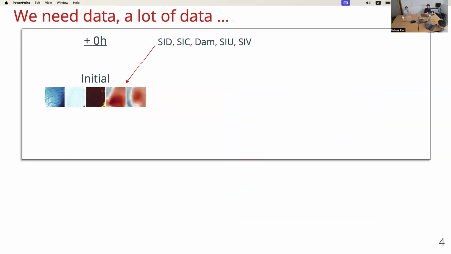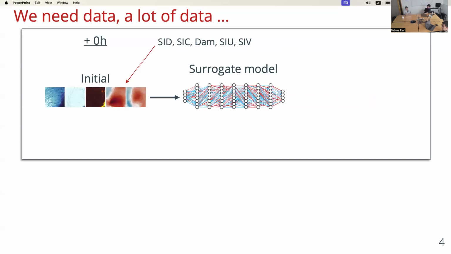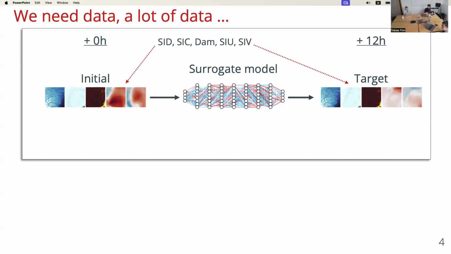So the task is then: we have our data, which is the sea ice thickness, the sea ice concentration, the damage, and the velocities in x and y direction, so the two velocity components. And the surrogate model should take the initial conditions and simply output the sea ice thickness, sea ice concentration, damage, and the u and v velocity 12 hours later.